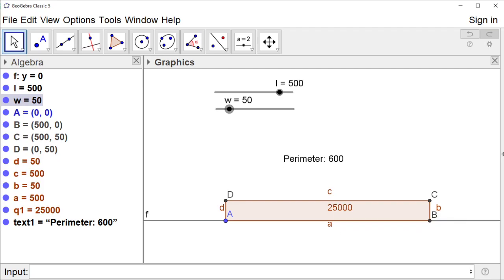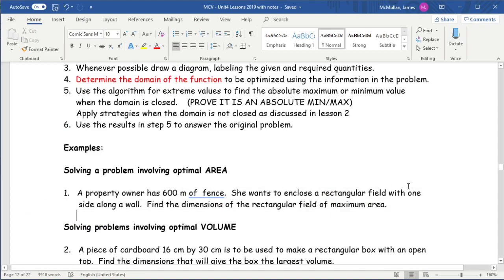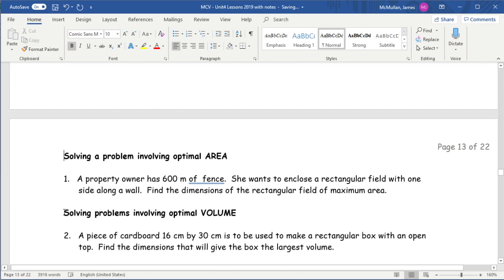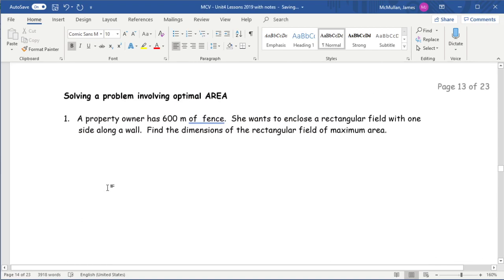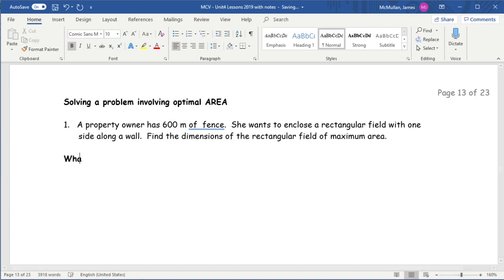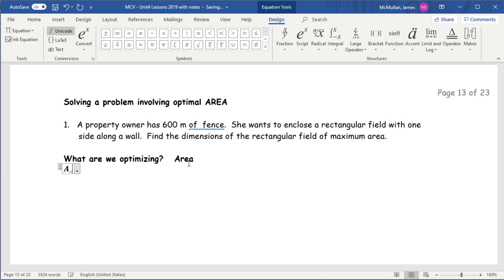So the idea here is to use the following algorithm to solve this. Let's apply it, and then we'll look back at the visual to help us see what's going on. Number one, we state what we are optimizing. In this question, it says find the dimensions of a rectangular field with maximum area. So we're doing area. Area of a rectangle is length times width. Pretty straightforward, right?